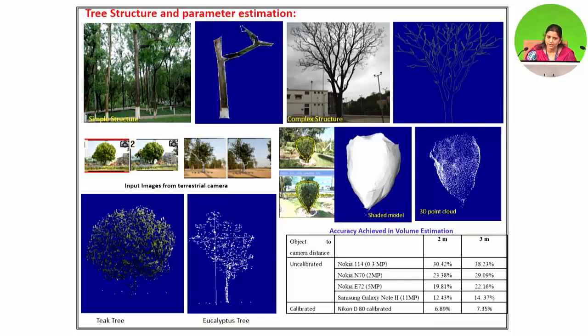To extend the technique to the natural features, we have also tried to model individual trees, and then tried to find out the biophysical parameters of the tree. So a simple structured tree, a complex structured tree, a bush, other types of trees, teak tree, eucalyptus tree, all these were modeled using calibrated and uncalibrated cameras, using mobile phone cameras also. And we have achieved quite satisfactory accuracy using this.